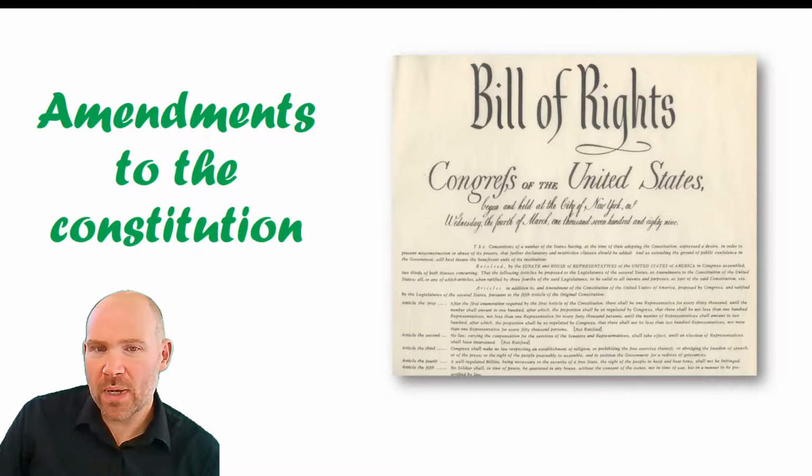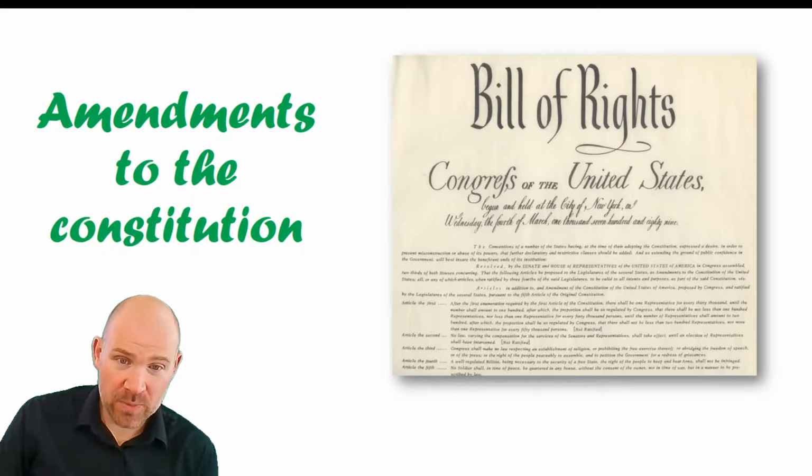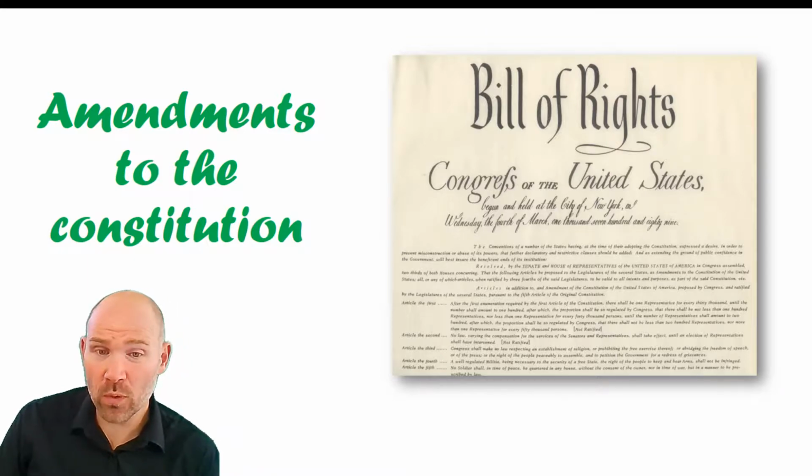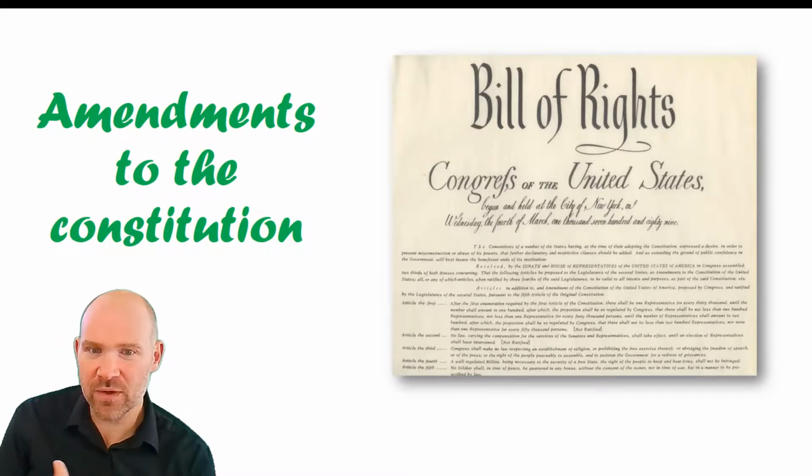Amendments to the US Constitution. Now, amendments were always intended. When the Constitution was originally written, they knew that it would need to be changed. Firstly, because they knew they wanted to put a Bill of Rights in there. They couldn't yet agree what these rights were going to be, but they wanted to get the Constitution done and out and ratified and up and running.